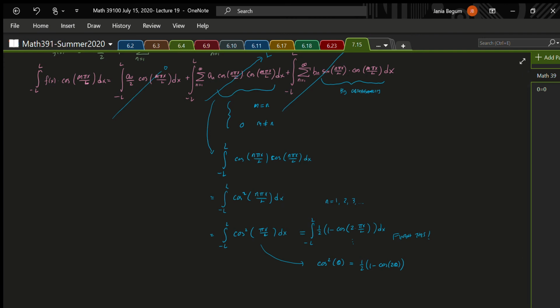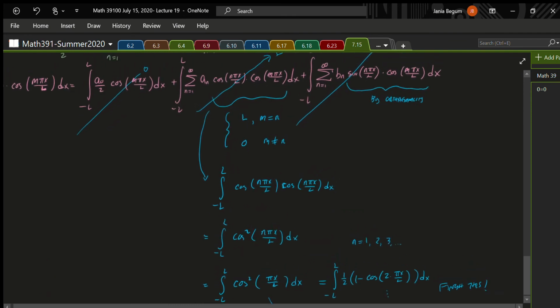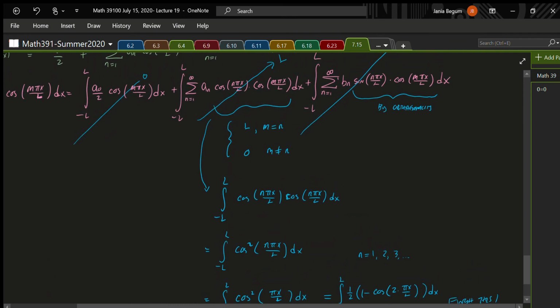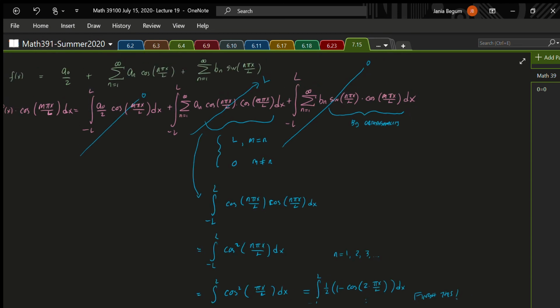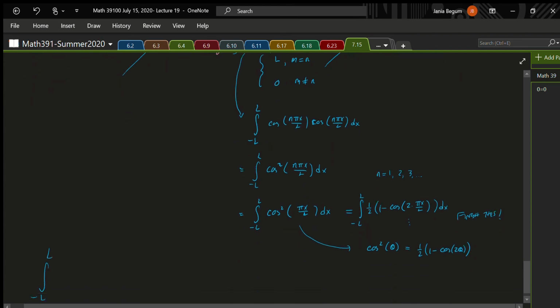So what do we have so far? On the left side we have the integral from negative L to L. Let me write it out here too. So this is L. If m and n are equal, meaning the arguments are equal, then that integral is L. If m and n are not equal, then that integral will go to 0. Again, you can verify all of these by simply doing the integrations.